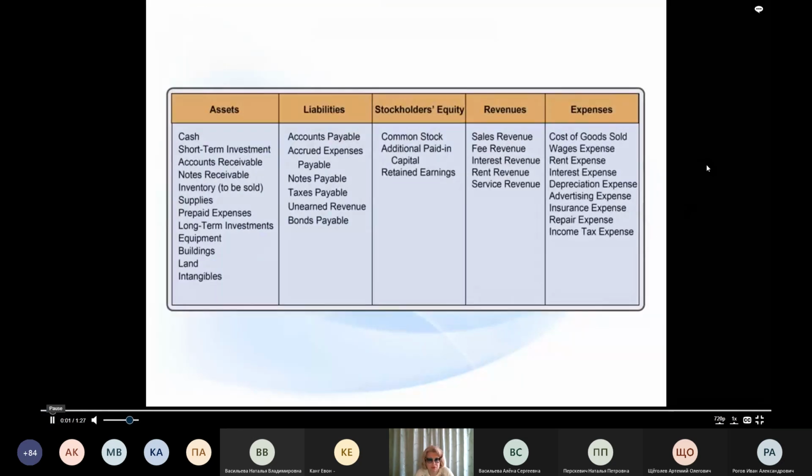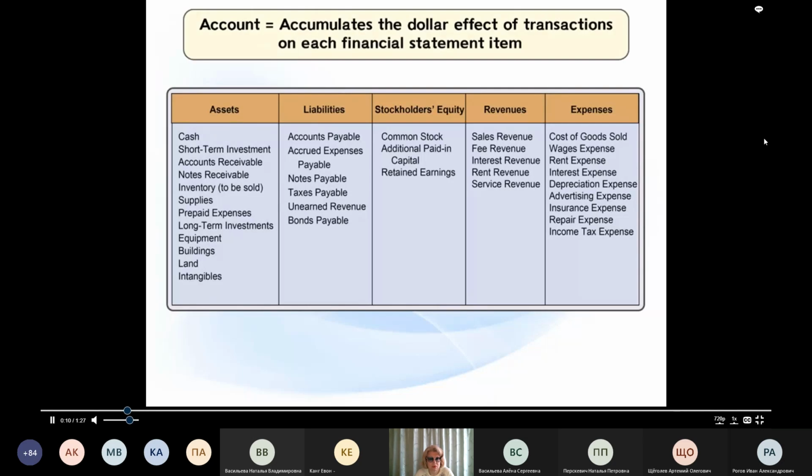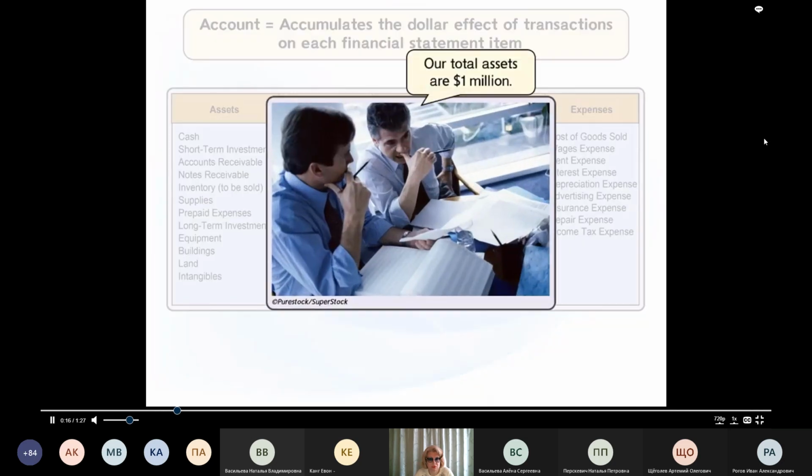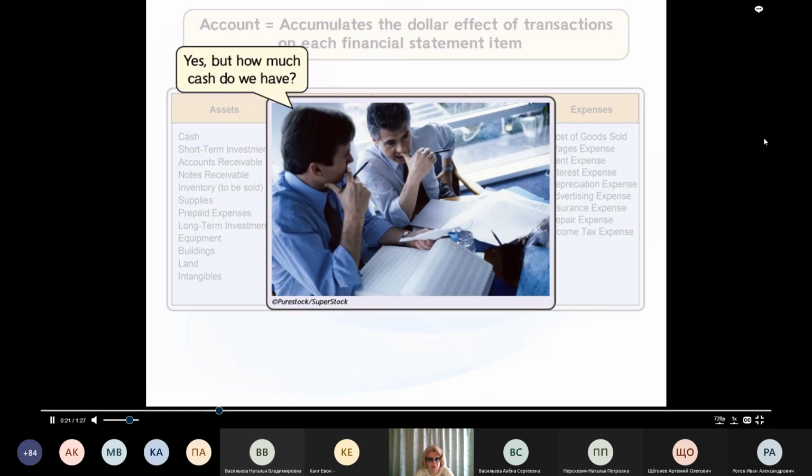Companies keep track of individual asset, liability, stockholders' equity, revenue, and expense items using a standardized format called an account. An account accumulates the dollar effect of transactions of a given financial statement item. Knowing the amount of total assets owned by a company is important, but management must keep track of individual assets.